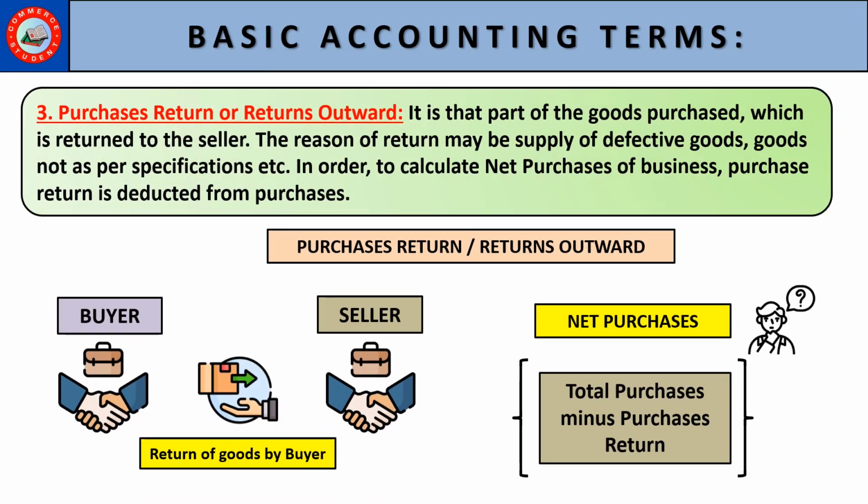Purchases return or returns outward. When some of the goods purchased are sent back to the seller because of some reasons, maybe they were defective, damaged, or not up to standard, such return of goods is called purchases return. To calculate the amount of net purchases made, we deduct these returns from the total purchases. So think of it like a goods come, goods go situation. Purchases return is also called returns outward. Why? Because the goods are going out from the business to the seller.